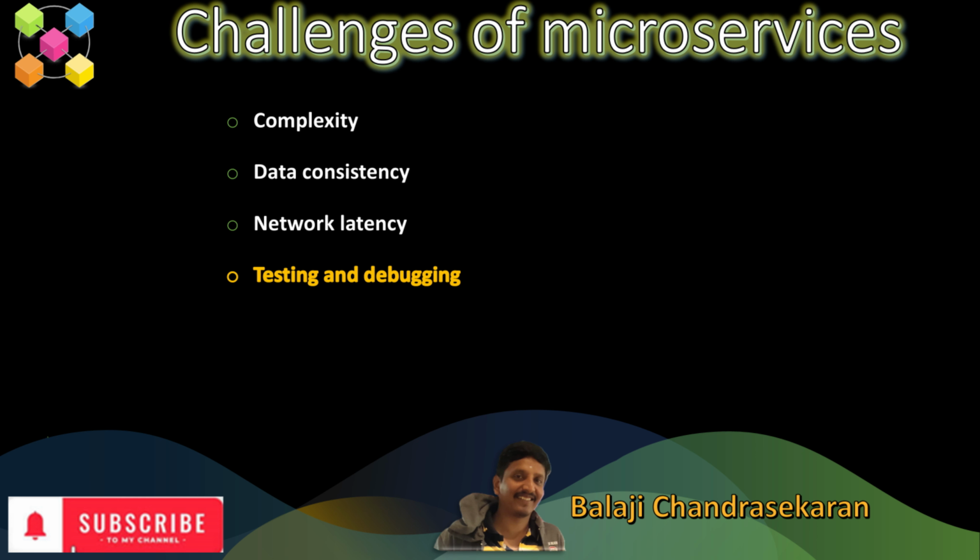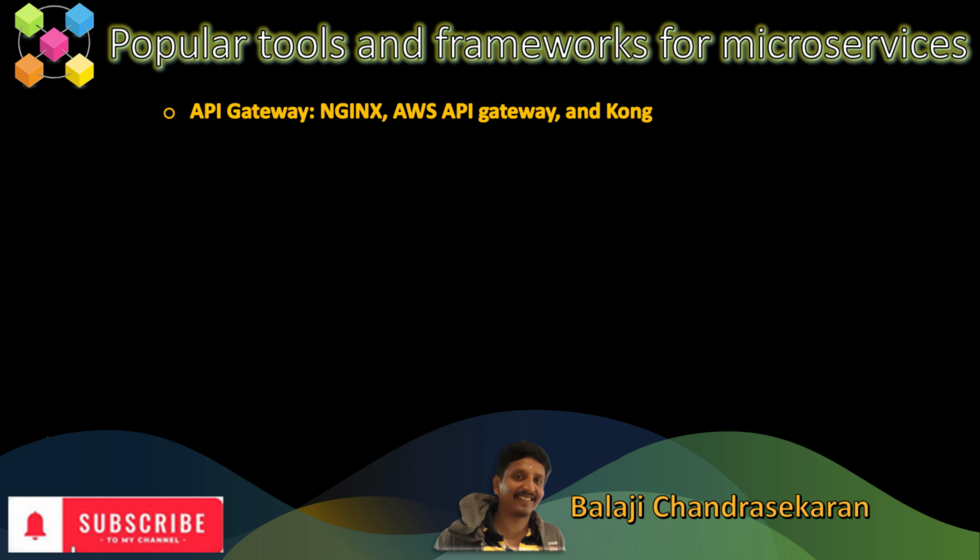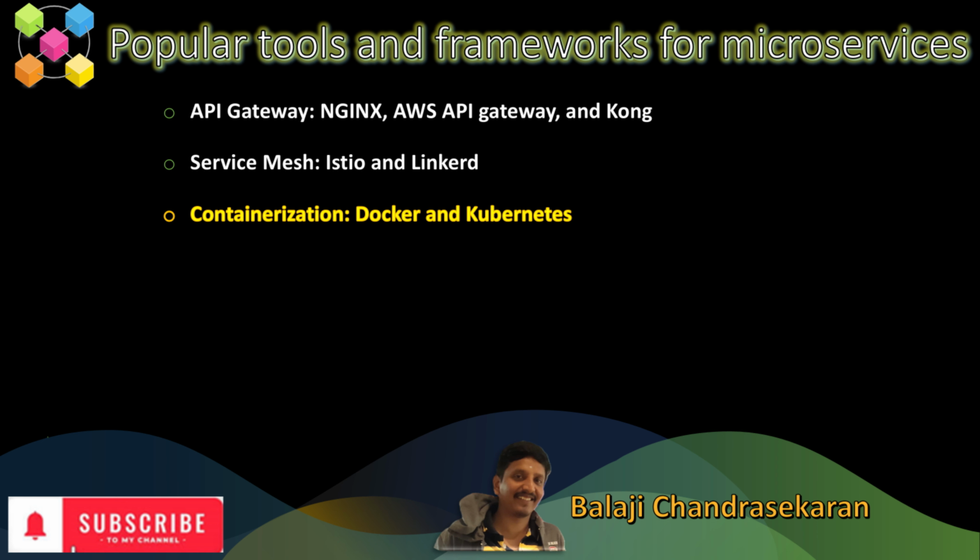Testing and debugging. End-to-end testing can be more complicated in a microservices architecture, as it involves multiple services interacting with each other. Popular tools and frameworks for microservices. API Gateway. Tools like NGINX, AWS API Gateway, and Kong manage API requests between clients and microservices. Service Mesh. Platforms like Istio and Linkerd provide communication, security, and observability for microservices.